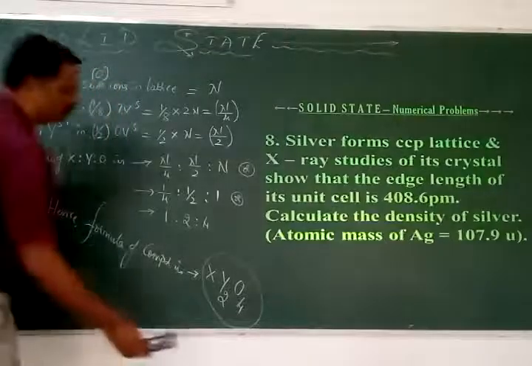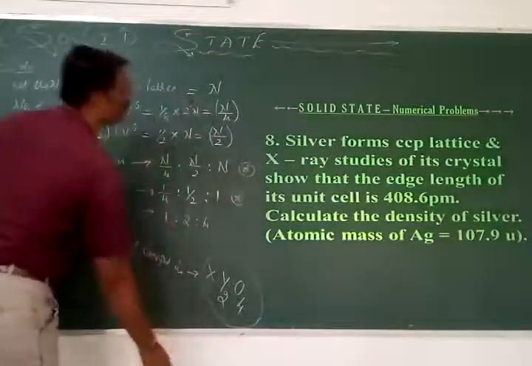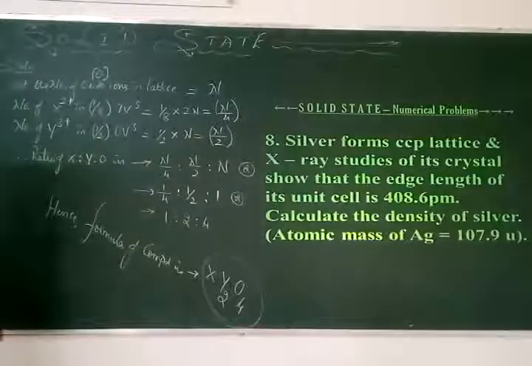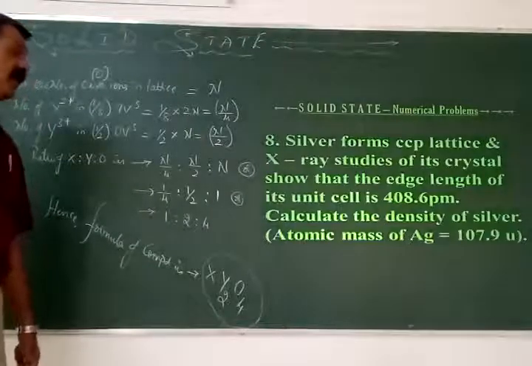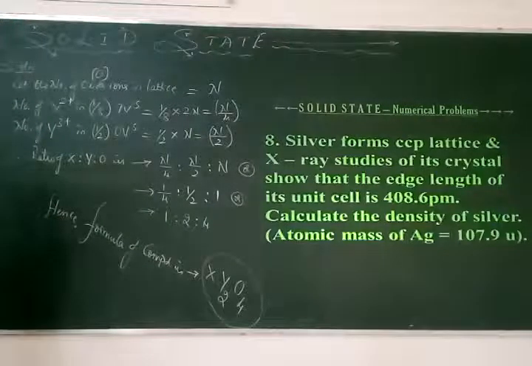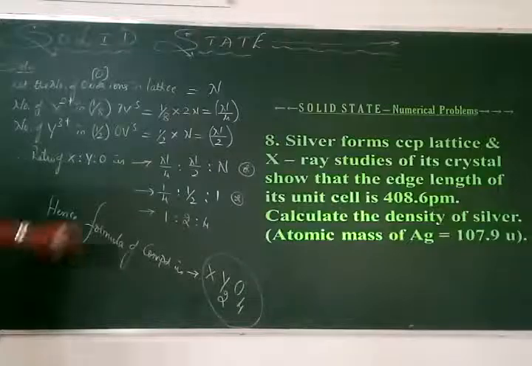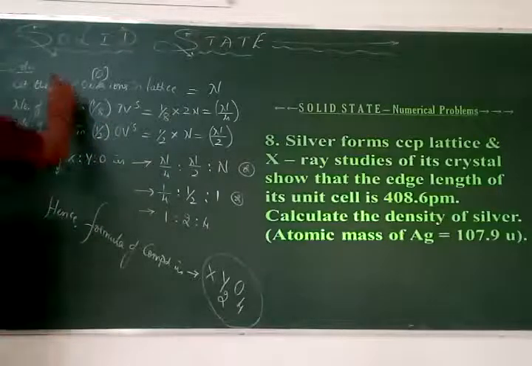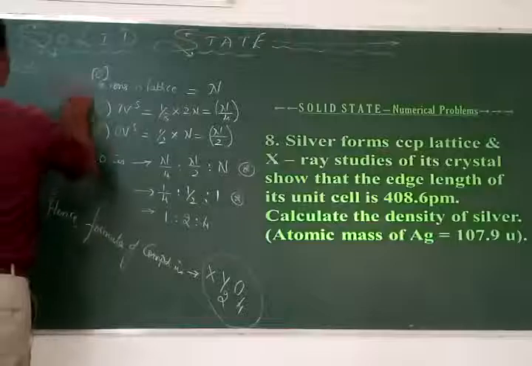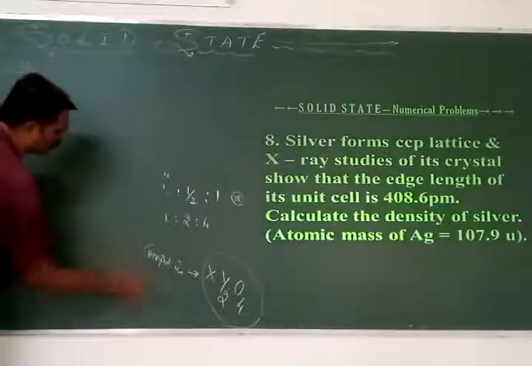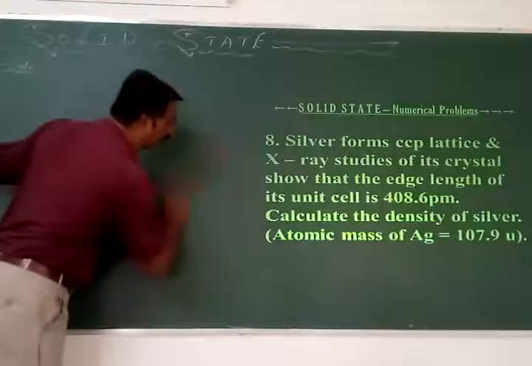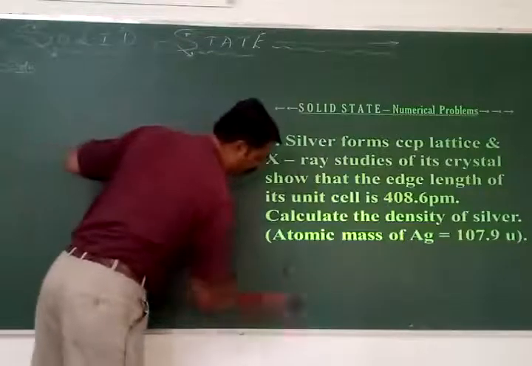Silver forms a CCP lattice and X-ray analysis of its crystal shows that the edge length of its unit cell is 408.6 picometer. Calculate the density of the silver given the atomic mass Ag is equal to 107.9 in terms of u. What is u here? It is unified mass, or also called atomic mass unit, and sometimes it can also be referred to as grams per mole.